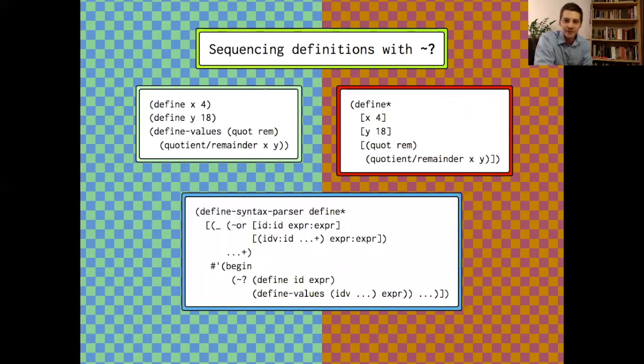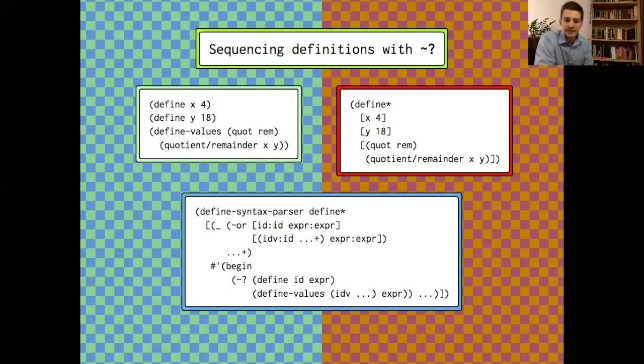Here's the macro definition for define star. On top, there's the pattern. What kind of input does define star expect? And the pattern says, well, I'm looking for either an identifier and an expression, or I'm looking for a sequence of identifiers and an expression. Down below, we have the template. And the template says, we're going to do a sequence of things, and then depending on what our input was, we'll output one of two things using this tilde question mark.